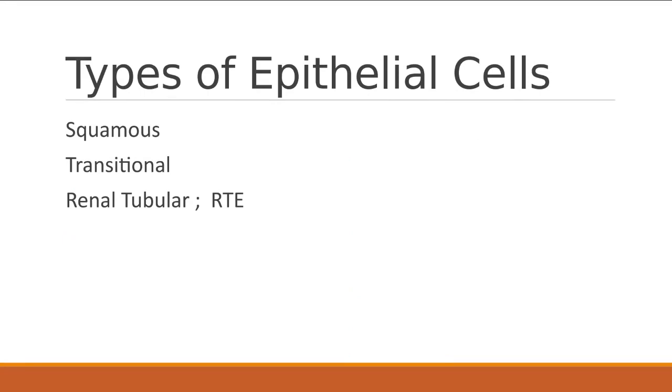There are 3 different types of epithelial cells. You've got squamous, transitional, and renal tubular. When we say renal tubular, we'll abbreviate it as RTEs. And you may hear me say epis instead of epithelial cells. That's what I'm talking about if I say epis.